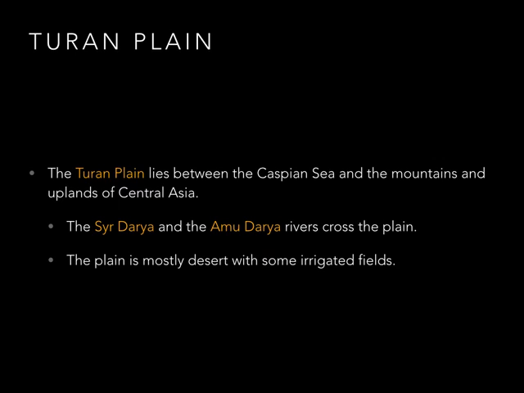Turan Plain. The Turan Plain lies between the Caspian Sea and the mountains and uplands of Central Asia. The Syr Darya and the Amu Darya rivers cross the plain. But the plain is mostly desert, and then it has some irrigated fields off to the sides of these rivers.